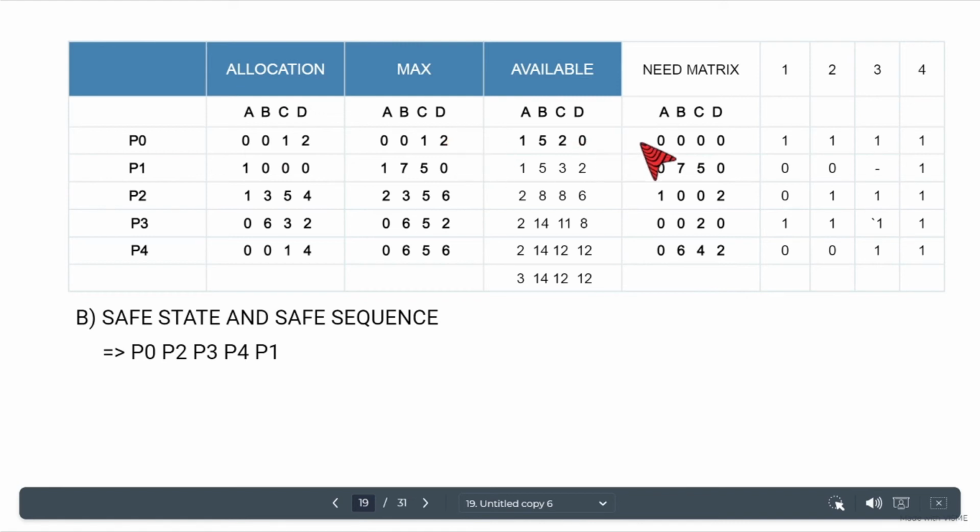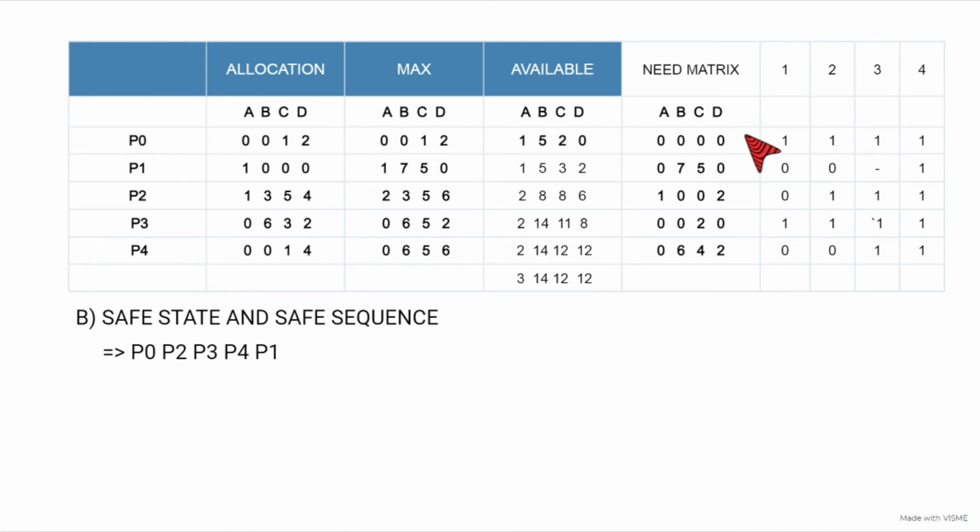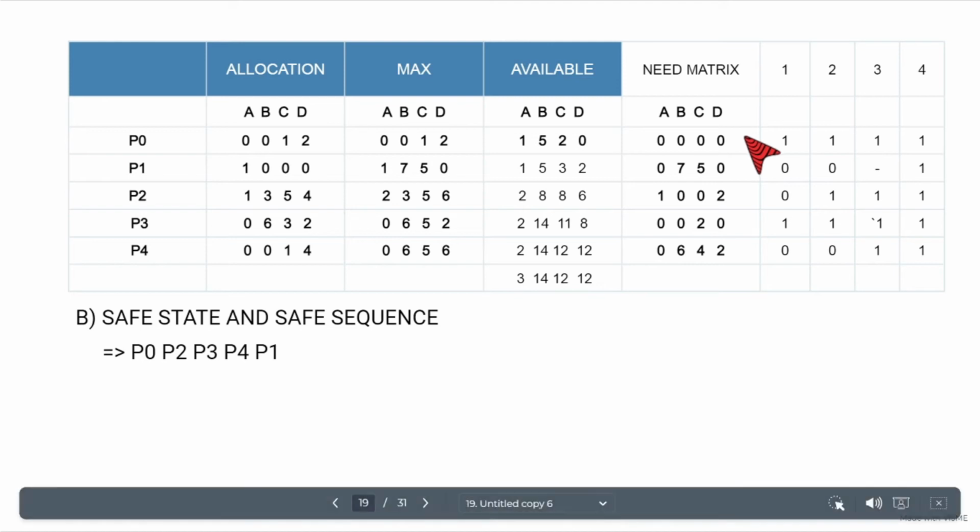Okay, so let us see. The first thing is available is 1520. A is 1, B is 5, C is 2, D is 0. For the first iteration we are going with process 0. There the need matrix is 0 0 0 0. What does it mean? There is no need of resources. So in this case it is pass. If it is pass I put 1, and if it is failed I put 0. So in this case we have fulfilled the need. Then it is 1.